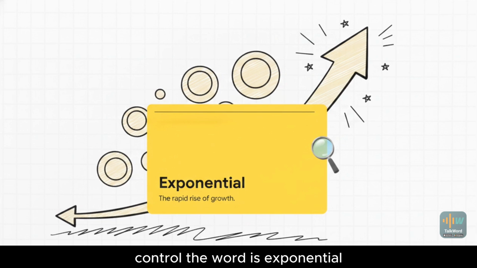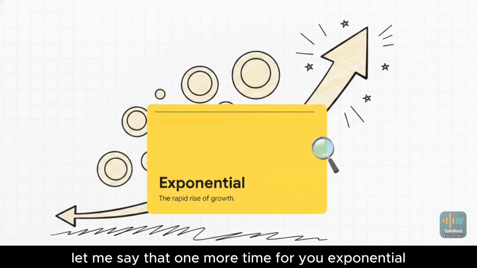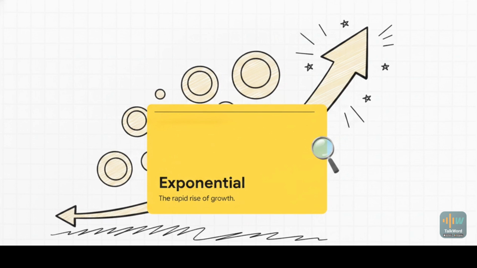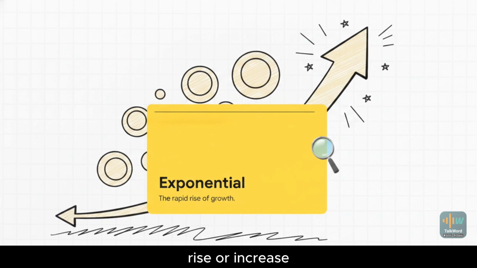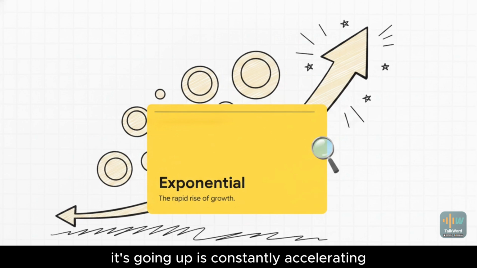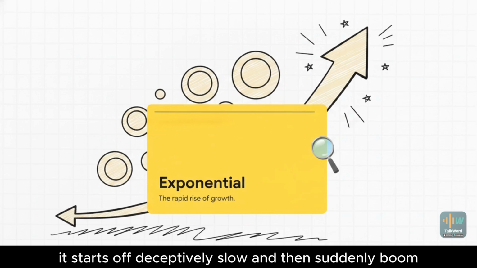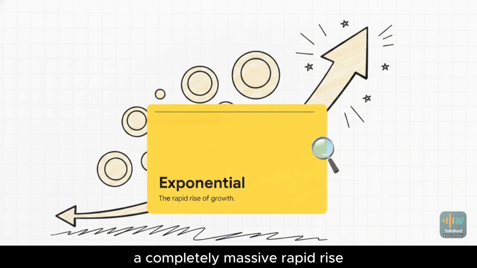The word is exponential. Let me say that one more time for you. Exponential. It's an adjective, and it's defined as being characterized by an extremely rapid rise or increase. The absolute key takeaway here isn't just that something is going up, but that the speed it's going up is constantly accelerating. It starts off deceptively slow, and then suddenly, boom, a completely massive, rapid rise.